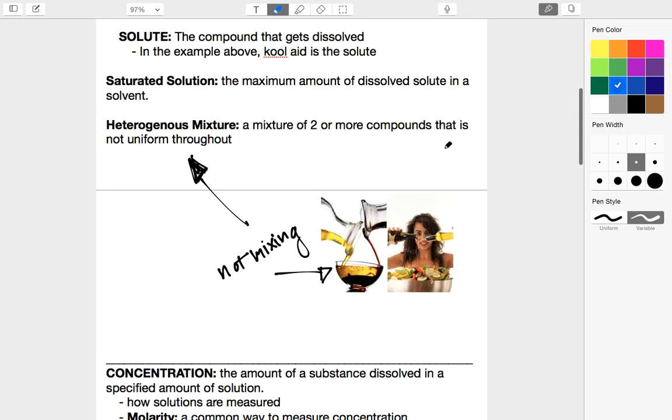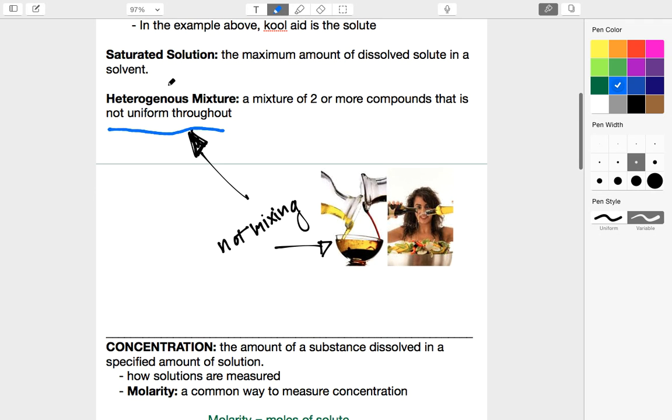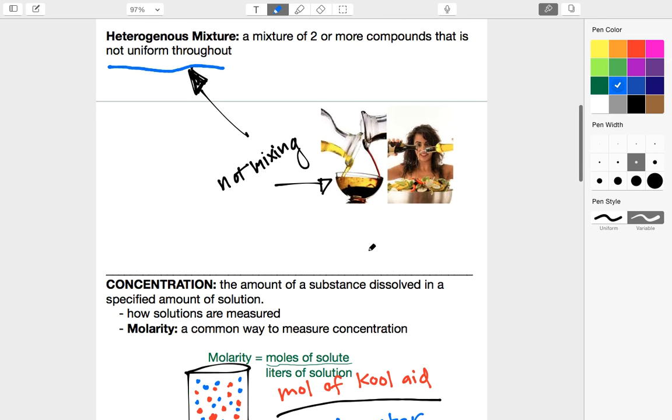The opposite of a homogeneous mixture or a solution is a heterogeneous mixture. A heterogeneous mixture is a mixture of two or more compounds that is not uniform throughout. The key thing is that it's not uniform throughout. Basically, all that means is they're not going to mix. You can think of salad dressing like oil and vinegar, they're separating out. So that would be a heterogeneous mixture. So those are our definitions.